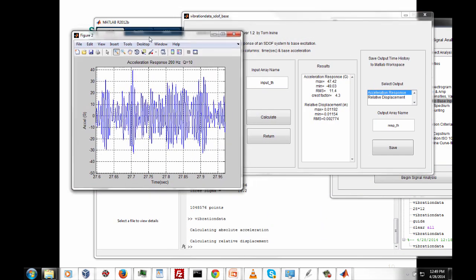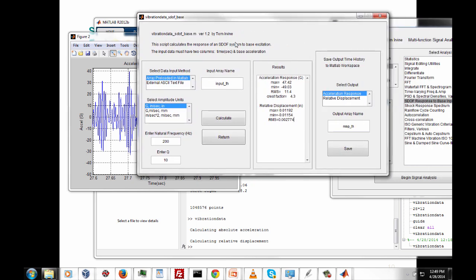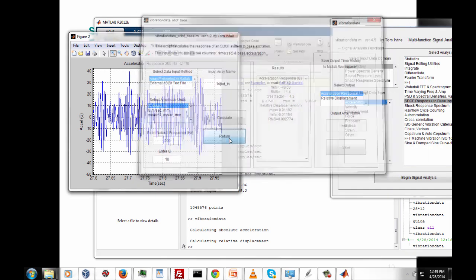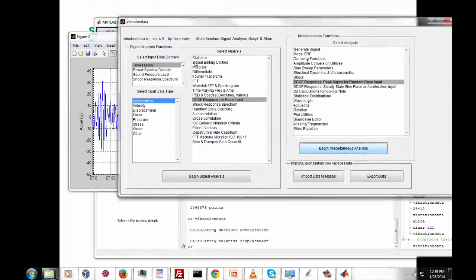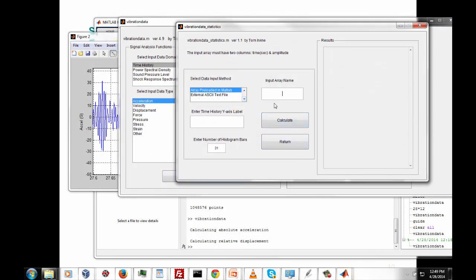So what's the histogram going to be for our narrowband response? So the next thing we're going to do is, I think we're done here. Let's hit return. Let's go back to our statistics function here. And our input array is going to be RESP_TH. That's our response time history. Acceleration in G's. Calculate.